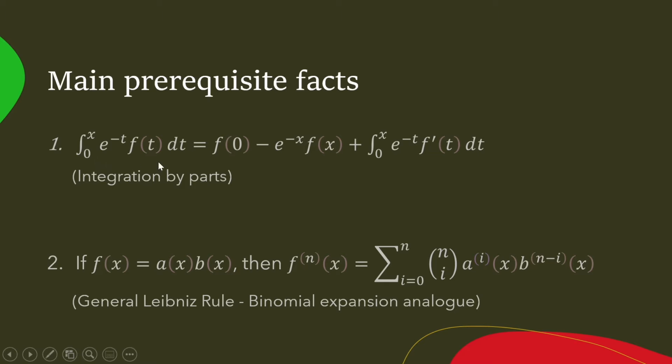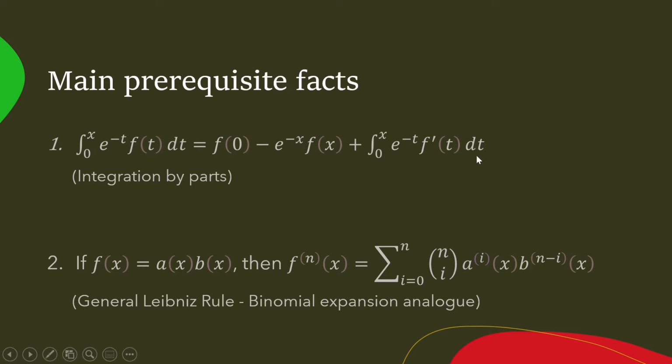This first fact is really just a formula for the integral on the left-hand side that you see here. The integral is from 0 to x, where x is a variable upper bound, of the function e to the negative t times f of t dt, where f is any differentiable function. If you do integration by parts, it works out as f of 0 minus e to the negative x times f of x, plus the integral from 0 to x of e to the negative t times f prime of t dt.